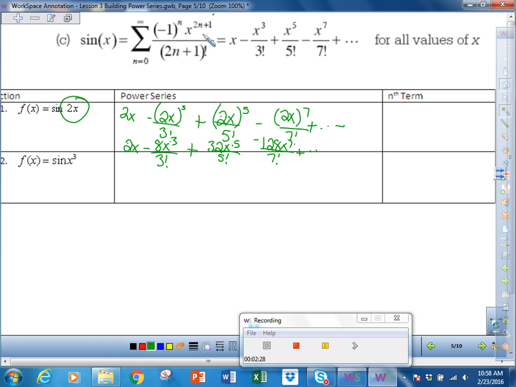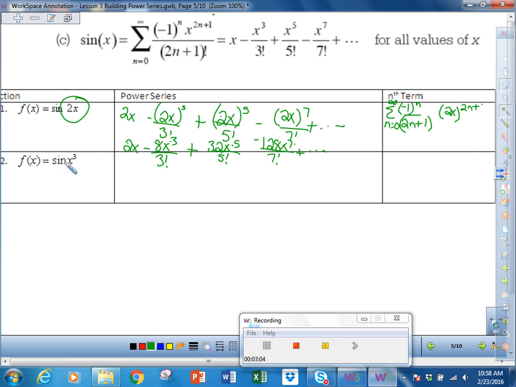So then the question, what is the nth term? Well, we're going to do the exact same thing. Every place I see x in the nth term, I'm going to replace it with 2x. So this could be written as the sum from n equals 0 to infinity of negative 1 to the nth over 2n plus 1 factorial, and this x will be replaced with 2x to the 2n plus 1. And that's it. Not so bad, is it?